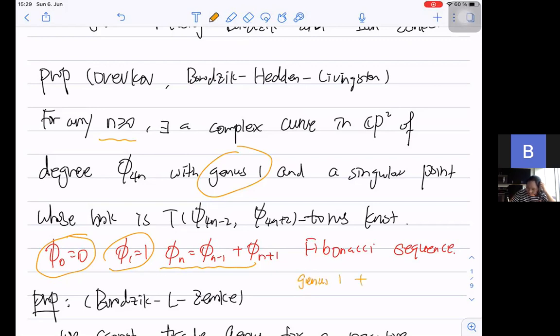And there's only one singular point, where the link of the singularity is the torus link T(phi 4m minus 4, phi 4m minus 2, and phi 4m plus 2). And you can construct it so that the degree of this curve is phi 4m. So these genus 1 curves satisfy this link of singularities condition. Now we are asking whether we can trade this genus for double points, either positive double points or negative double points, by using our obstruction.